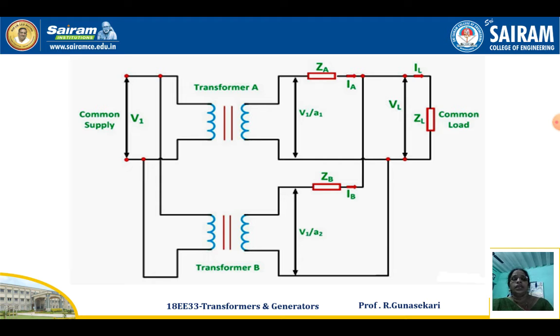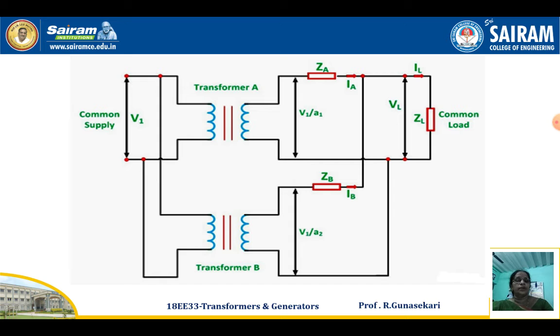Then VL, the voltage for the first transformer A. VL is nothing but the voltage across the secondary of transformer A also. So V1 by A1, that is the secondary voltage of transformer A, minus the drop across the impedance ZA. Therefore V1 by A1 minus IA into ZA is equal to VL for transformer A, by using Kirchhoff's voltage law.